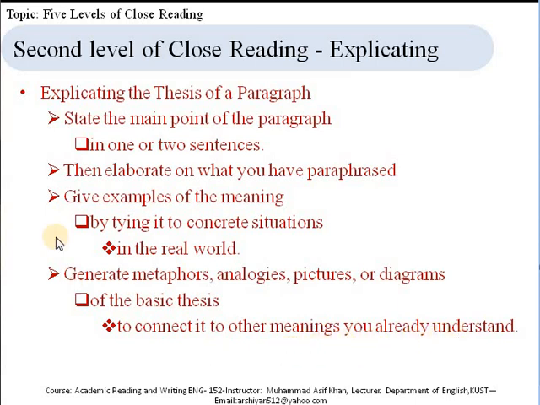So the second step is explicating. The first step is paraphrasing or restating the ideas that are there in the text. In the second level of close reading, we explicate the thesis or the argument. And I have given you 4 steps. The first is to state the main point. The second step is to elaborate the paraphrased ideas, the paraphrasing which we have done in the first step. Then we have to give examples from the real world. And in the fourth step, we generate metaphors and analogies. In this way, we connect with those ideas which are already there in our mind. Now let's move towards the third level.